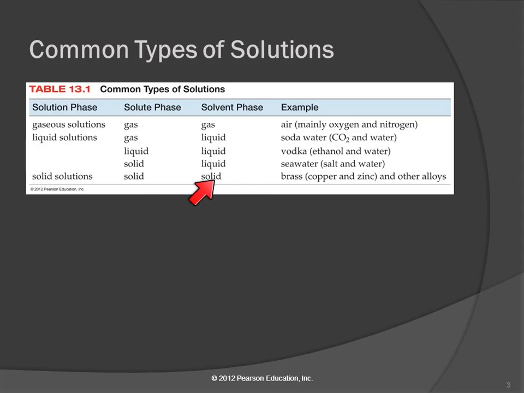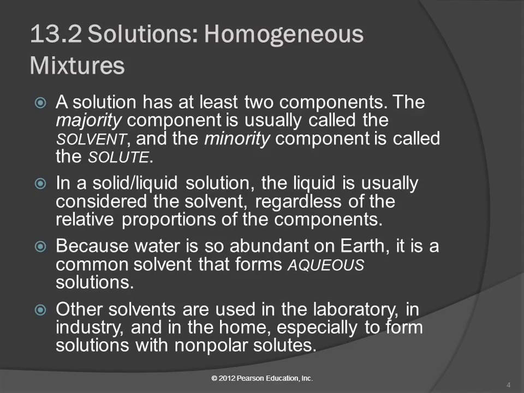One that might seem strange is a solution of a solid dissolved in a solid. How do you do that? Well, you melt them and mix them together, and we call those alloys. So things like brass and stainless steel and 24 karat gold or 12 karat gold, those are mixtures of solids, but they're homogeneous. So any combination of states is possible here.